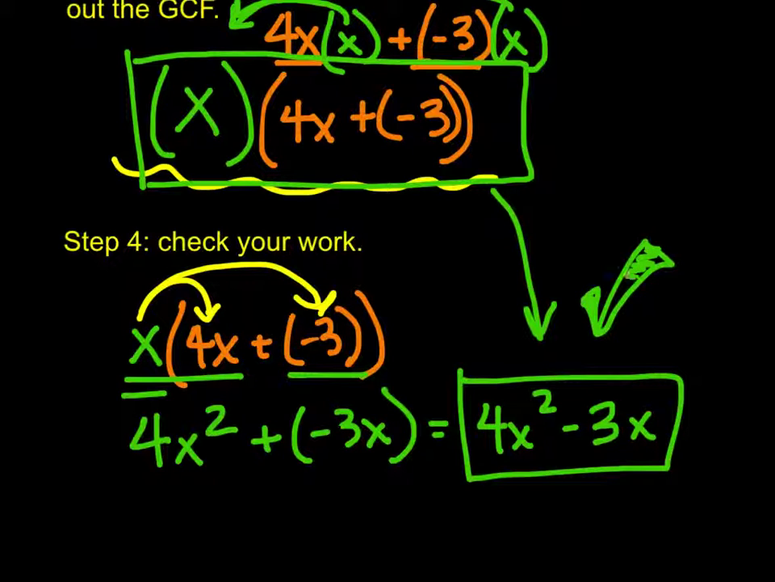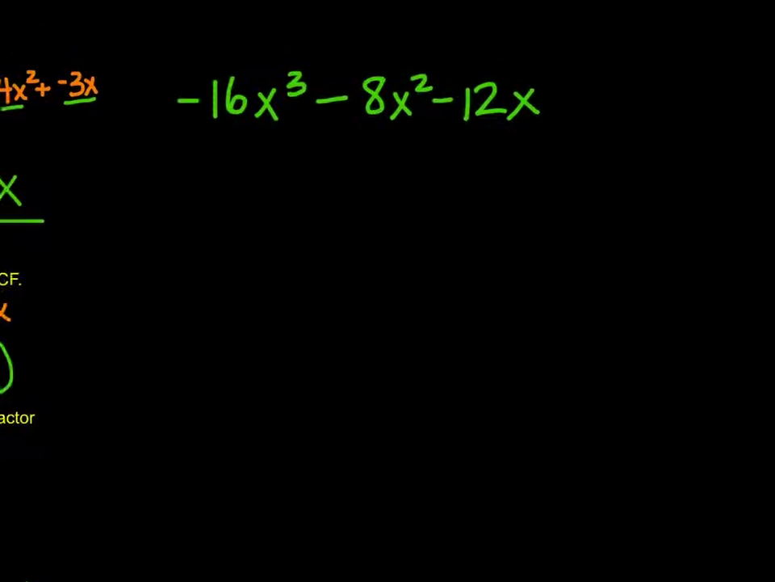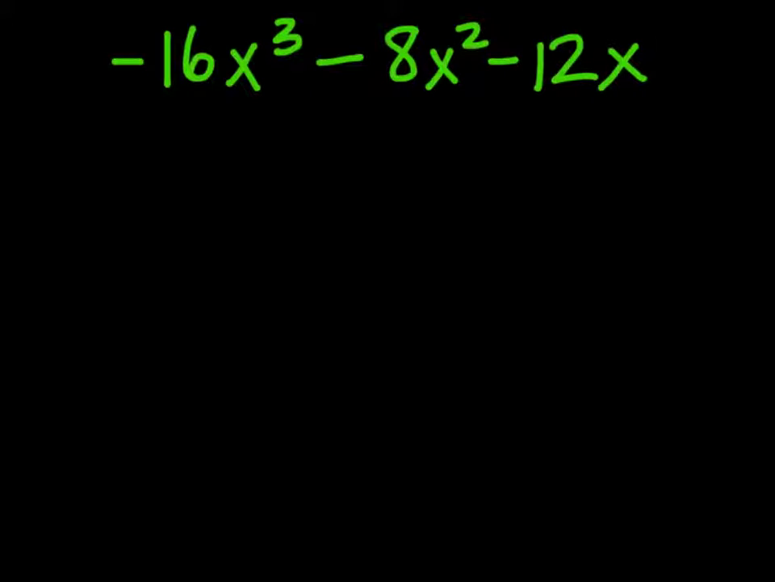That's kind of nice. Now let's go on and try this with a problem that's a little more difficult. So I'm going to zoom out a little ways so I can find this other problem. Here we go. Here is our new problem. We have negative 16 times x to the third minus 8x squared minus 12x. I'm going to rewrite every single one of these negatives or subtraction signs as plus a negative.